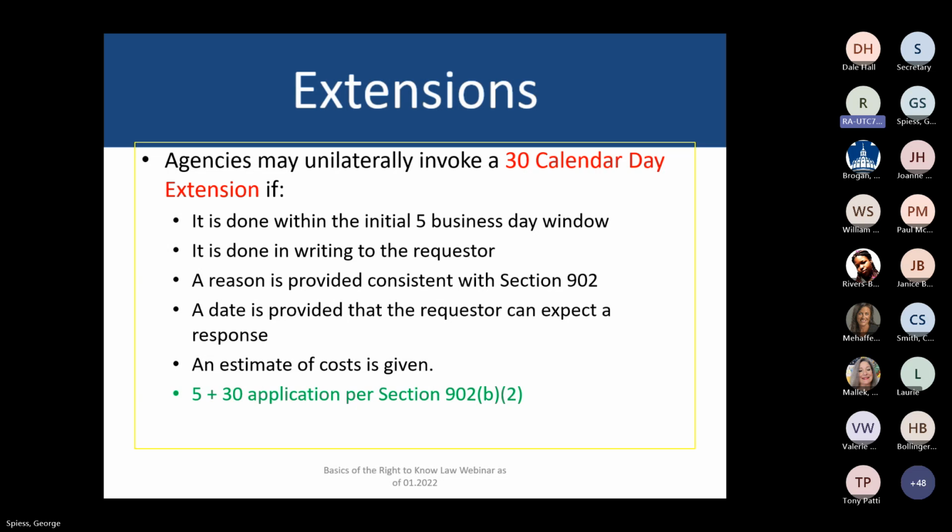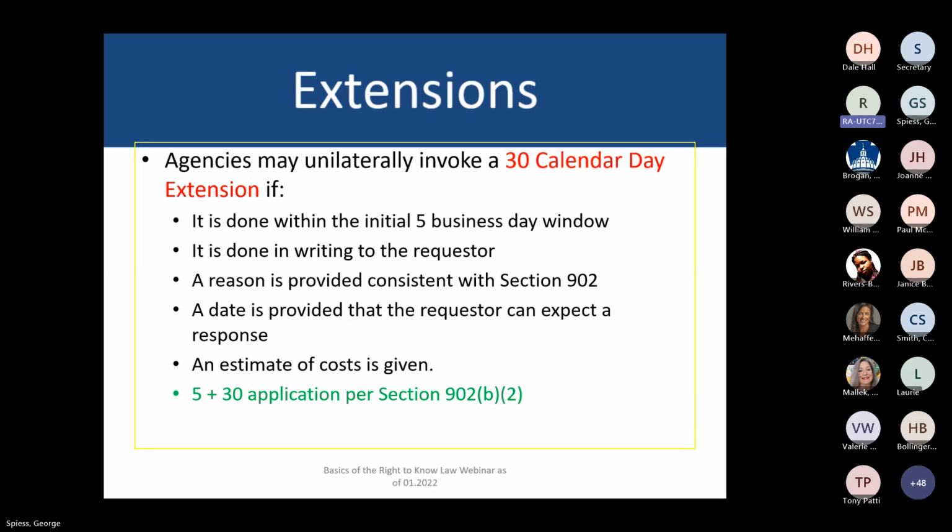I mentioned extensions. If you're not able to determine an initial response or final response within the 5 business days, the right to know law allows the agency to unilaterally, you don't need the requester's permission, invoke a 30 calendar day extension. Calendar day, you basically pull out the calendar and count 30 days. Saturdays and Sundays do count. Office closings do count. Holidays do count.